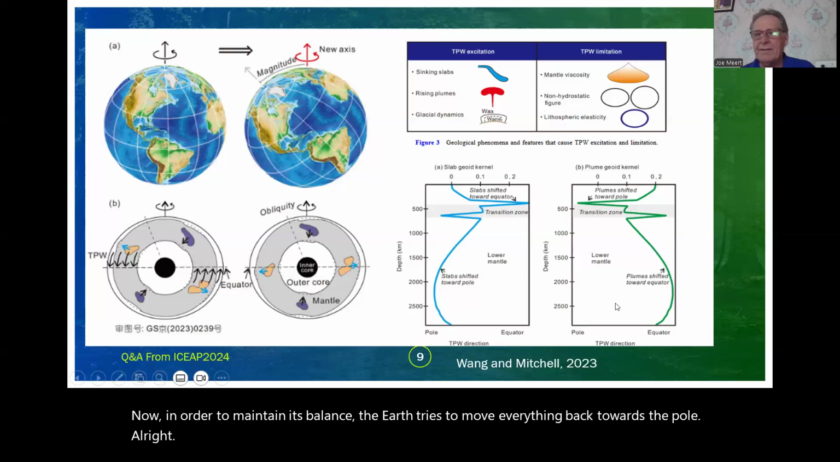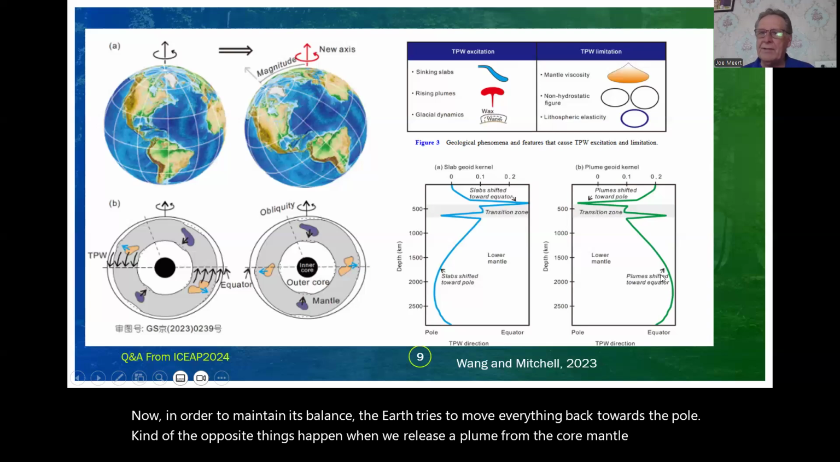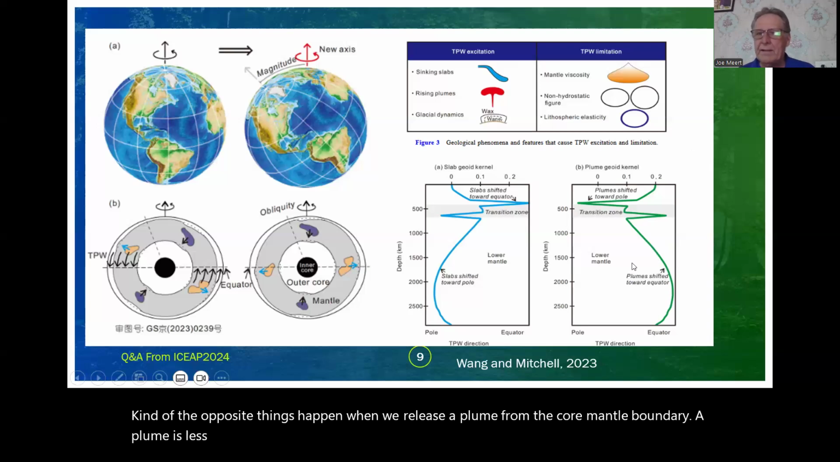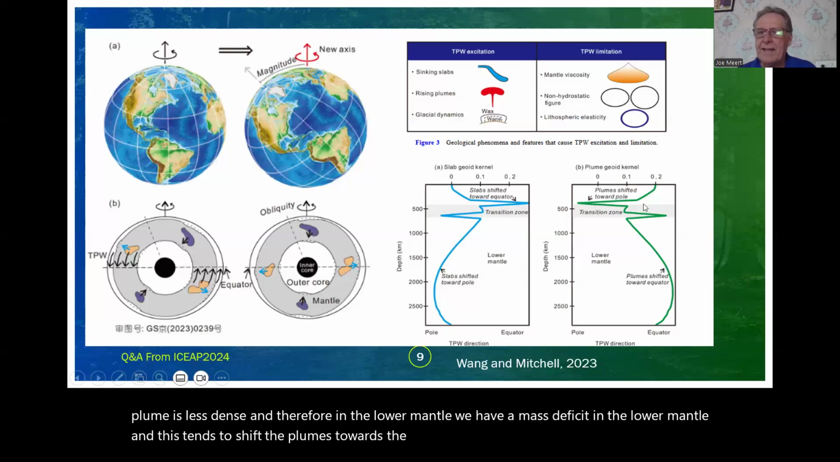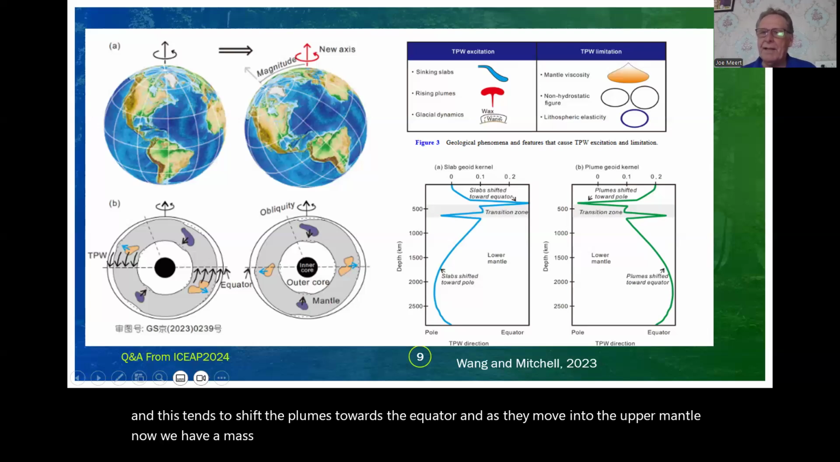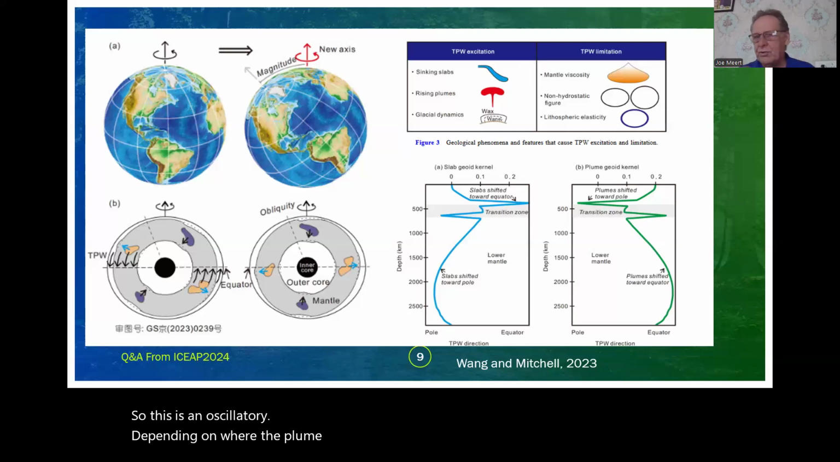Kind of the opposite things happen when we release a plume from the core mantle boundary. A plume is less dense, and therefore, in the lower mantle, we have a mass deficit in the lower mantle. And this tends to shift the plumes towards the equator. And as they move into the upper mantle, now we have a mass deficit in the upper mantle, and we try to shift those back towards the pole. So this is an oscillatory motion. Depending on where the plume is, or where the slab is, the Earth will adjust accordingly.